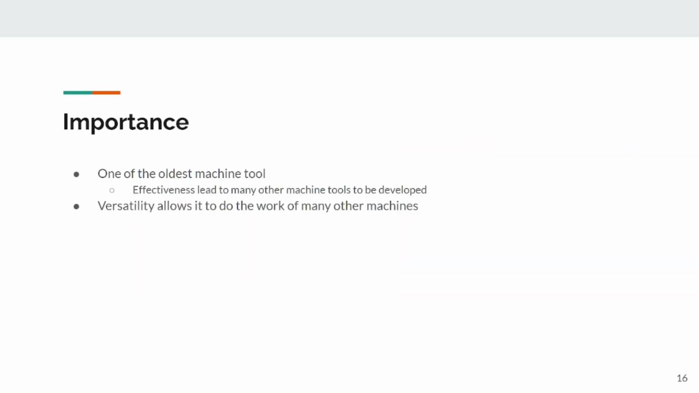So, importance: it's one of the oldest machine tools, and its effectiveness led to many other machine tools being developed. Also, as I mentioned, lathing has so many applications in the world. And that's because it's very versatile. It allows it to do the work of many other machines. I love how versatile the lathe is and how it inspired a generation of machining.